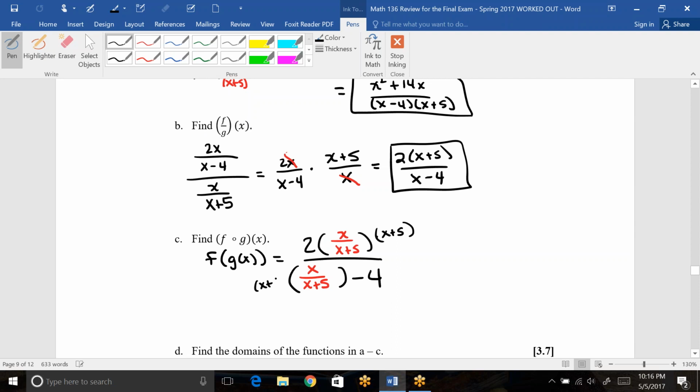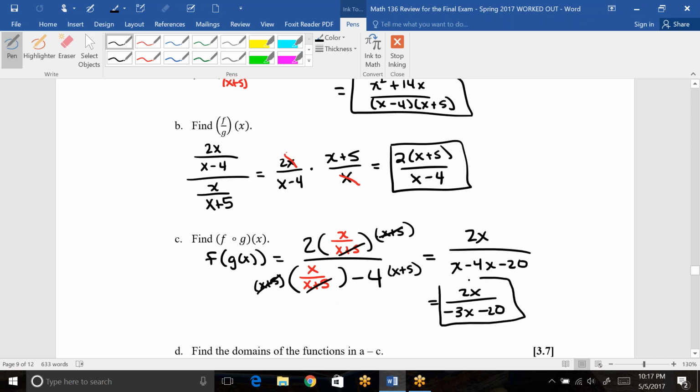Notice that on the bottom, because there's a minus sign between these two parts, we will need to write it on both sides. On top, you just had one big term because there's no plus or minus connecting the 2 to this. So the x plus 5s are going to cancel. My top is a 2x. My bottom, I still have the x that was on top, and then I need to distribute this negative 4. So negative 4x and minus 20. So I have 2x over negative 3x minus 20. And don't worry about the negative down there, that's fine.